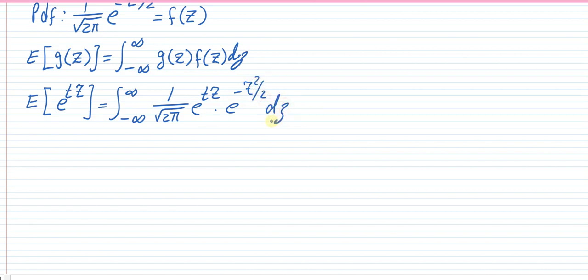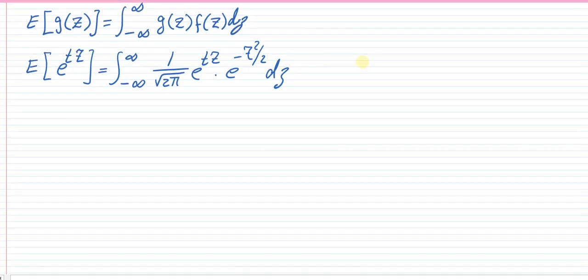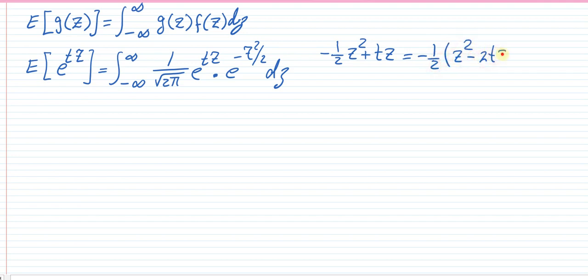Now, we can of course combine the exponents here, because we're about to use the multiplication property of exponents. Let me write the exponents, because once we combine them, it's going to become this. That's going to be the exponent. So what I want to do next is complete the square in z. I'm going to factor out negative 1/2. That makes it z squared minus 2tz.